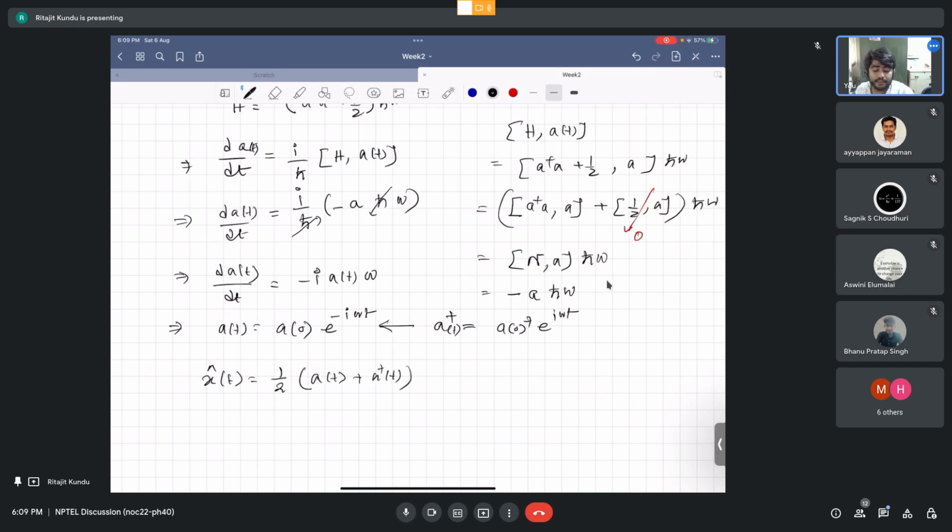Now you plug these things back here, and then you will be able to find out the time dependence of x. Similar thing goes for p also. So this is again a(t) minus a dagger(t), and there is an i, right? Yeah, go on.